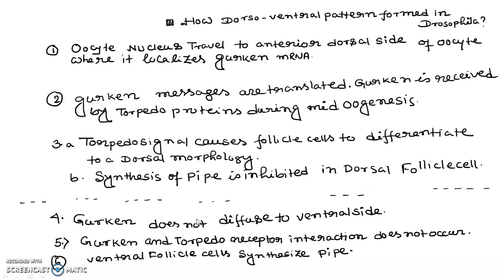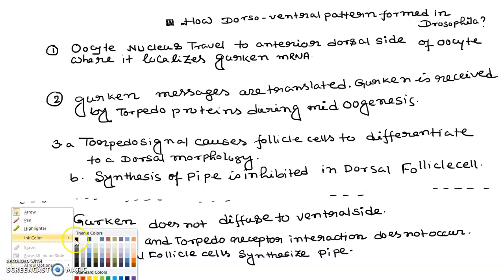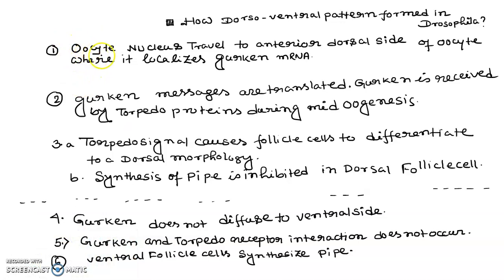Now here, two major genes play important roles. One is the gurken mRNA, another is torpedo. These are the two major ones. So see how the dorsal axis forms in Drosophila. In the oocyte, the nucleus travels to the anterior dorsal side of the oocyte, where it localizes gurken mRNA. Gurken messages are translated, and gurken is received by the torpedo protein during mid-oogenesis.